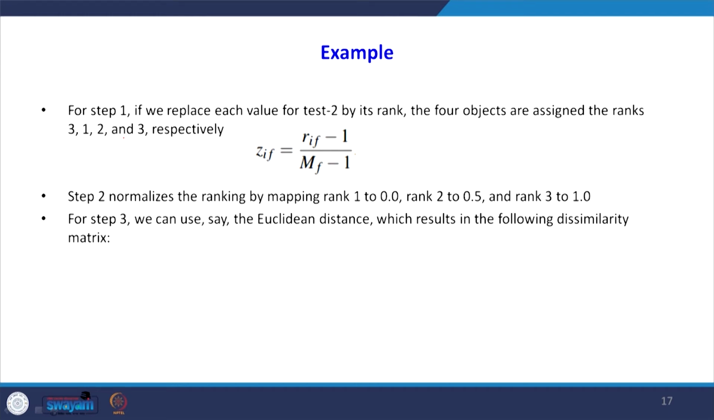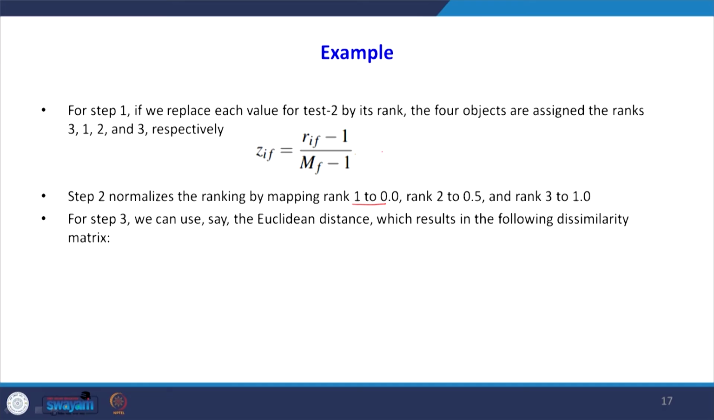Step 2: normalize the ranking by mapping rank 1 to 0, rank 2 to 0.5, rank 3 to 1. How did we get this? For rank 1, the r_if value is 1, so 1 minus 1 divided by 3 minus 1, which is 0. For rank 2, 2 minus 1, that is 1, divided by 3 minus 1, so it is 1 divided by 2, which is 0.5. For the third, rank 3, it is 3 minus 1 divided by 3 minus 1, so 2 by 2, which is equal to 1. That is the way to standardize.